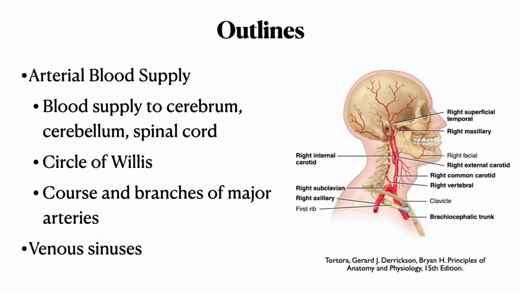Unit 7, Blood Supply. In this unit, we will talk about the arterial blood supply and venous blood supply of the brain. In the arterial blood supply, we will talk about blood supply to cerebrum, to cerebellum, and to the spinal cord. We will look at the details of circle of Willis, and we will look at the course and branches of major arteries.